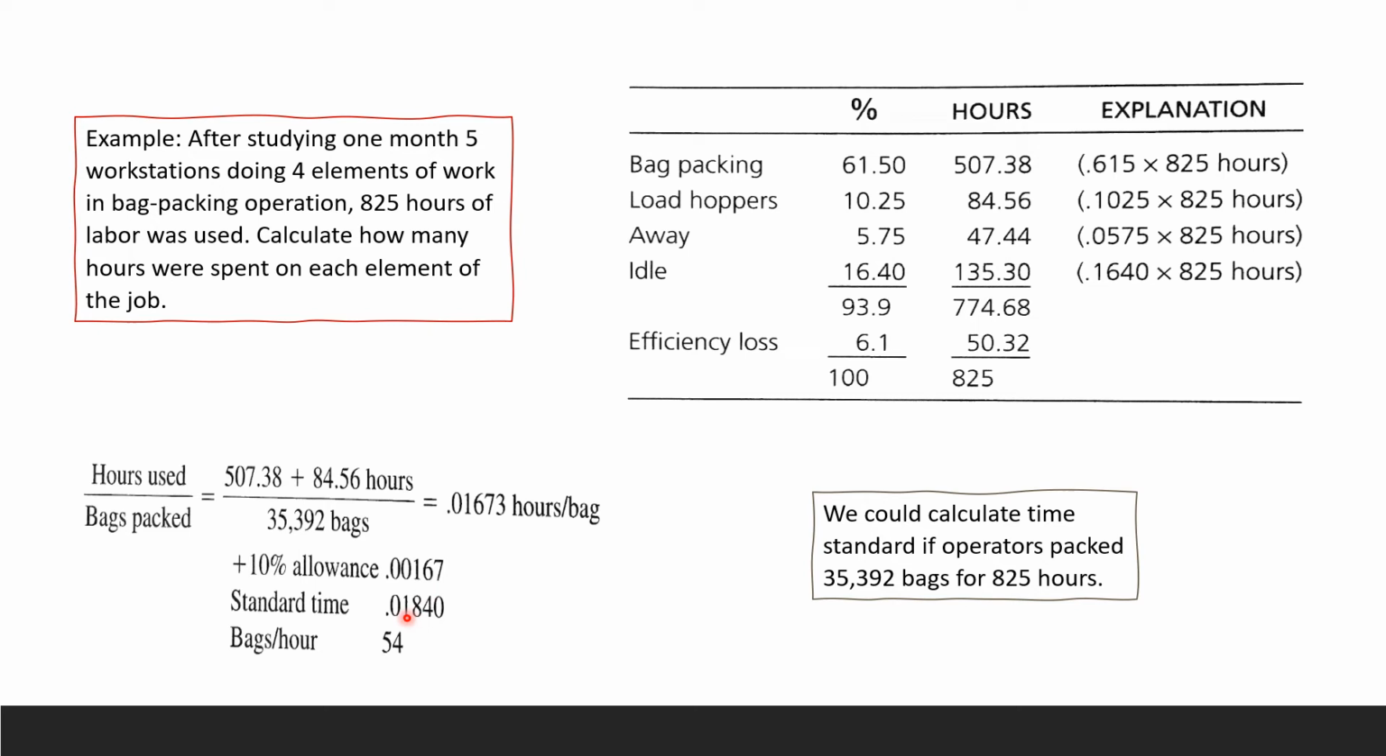So you will get 0.01840, okay, and that is your hours per bag. So your unit is the same here and here, the same unit. So therefore 0.01840 hours per bag. Flip it. 1 divided by 0.01840 is going to give you 54 bags per hour.